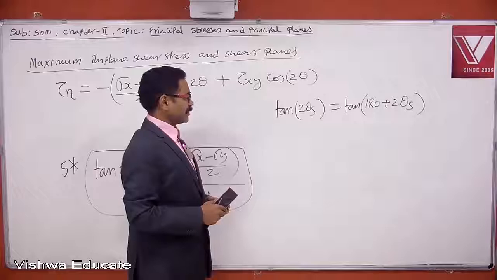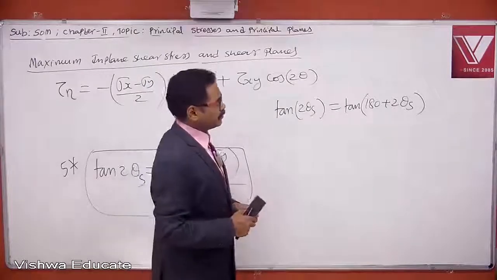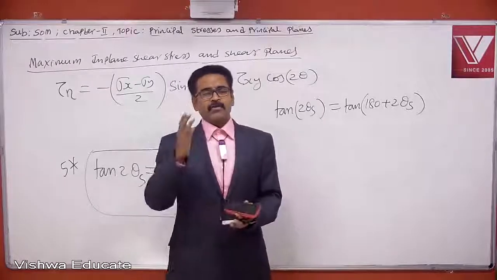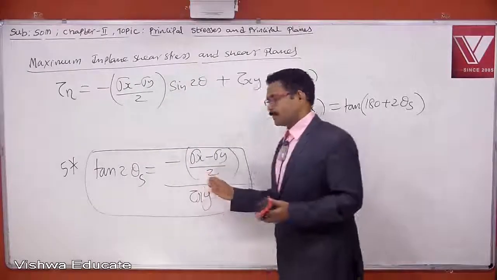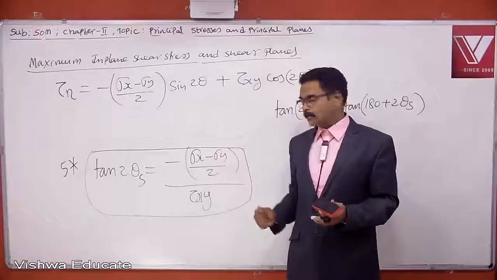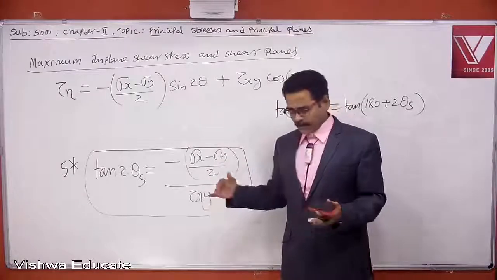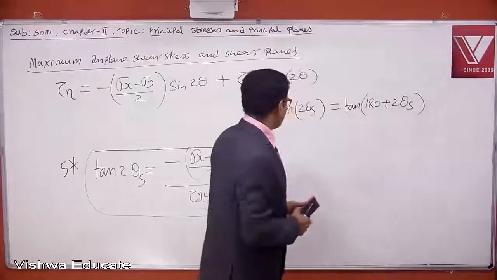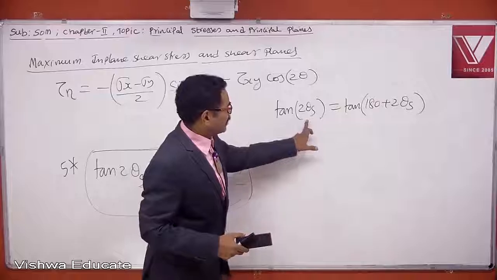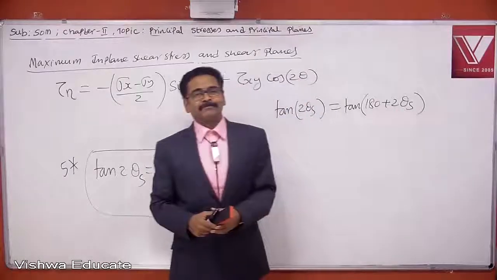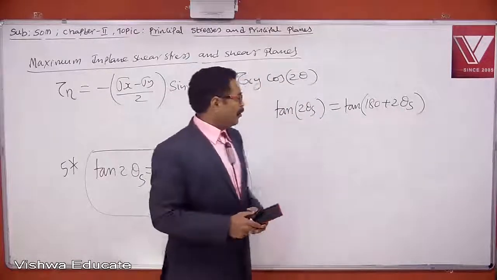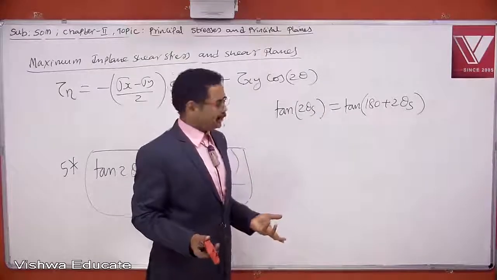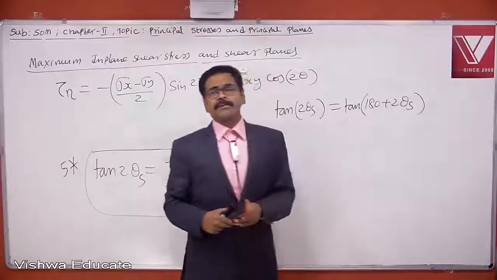Tan 2 theta s is equal to tan(180 plus 2 theta s). What is this equation saying? There are 2 angles which may satisfy this equation. One is 2 theta s, the other is 180 plus 2 theta s, right? So what is the phase difference between 2 theta s and 180 plus 2 theta s? 180 degrees. For 2 theta s, the phase difference is 180.